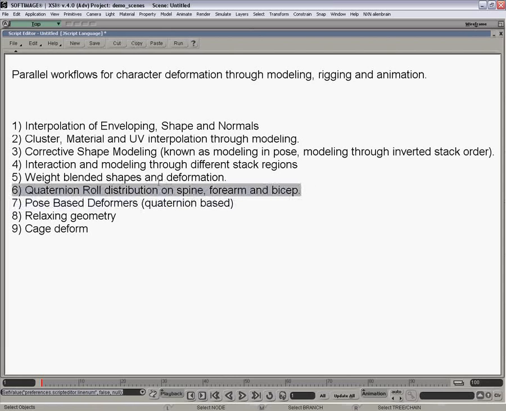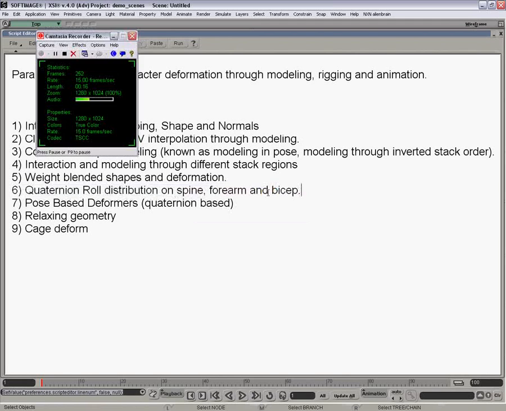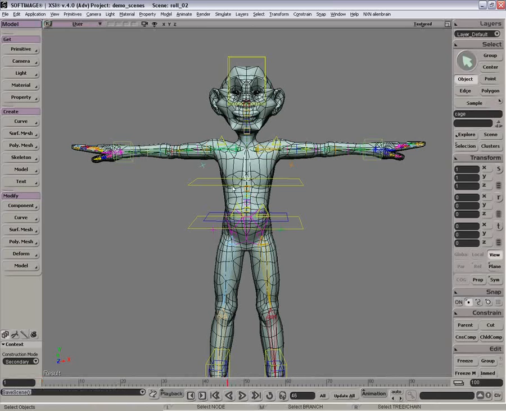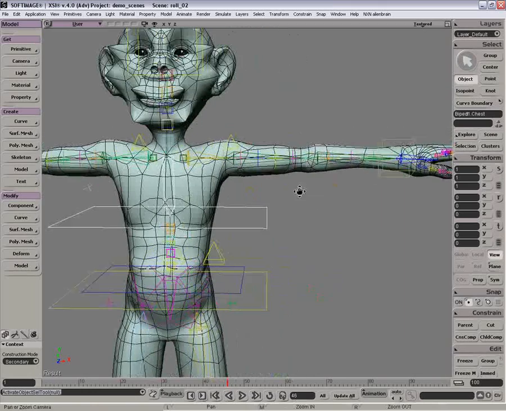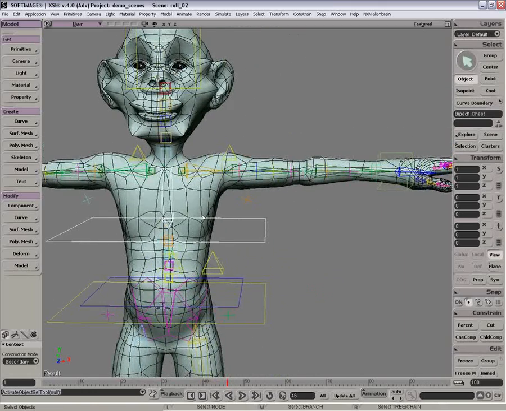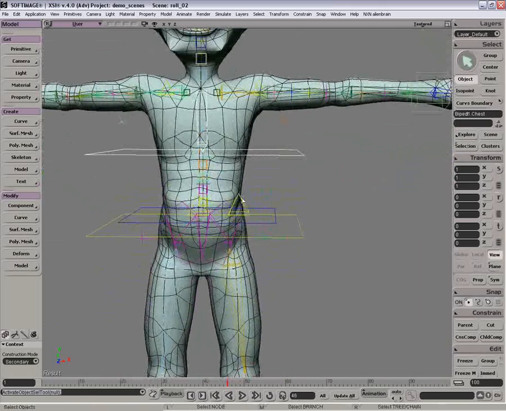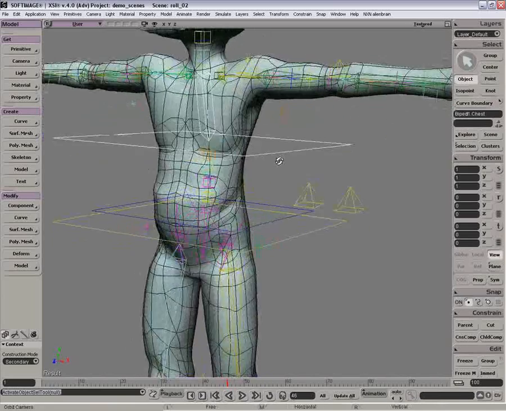Next, let's look at quaternion roll distribution of spine, forearm, and bicep. Now, setting up this roll distribution on the spine, forearm, and bicep was already covered in our other presentation. It was covered by setting up roll division on the arm and the spine. But I just want to show it is very important in deformation too.